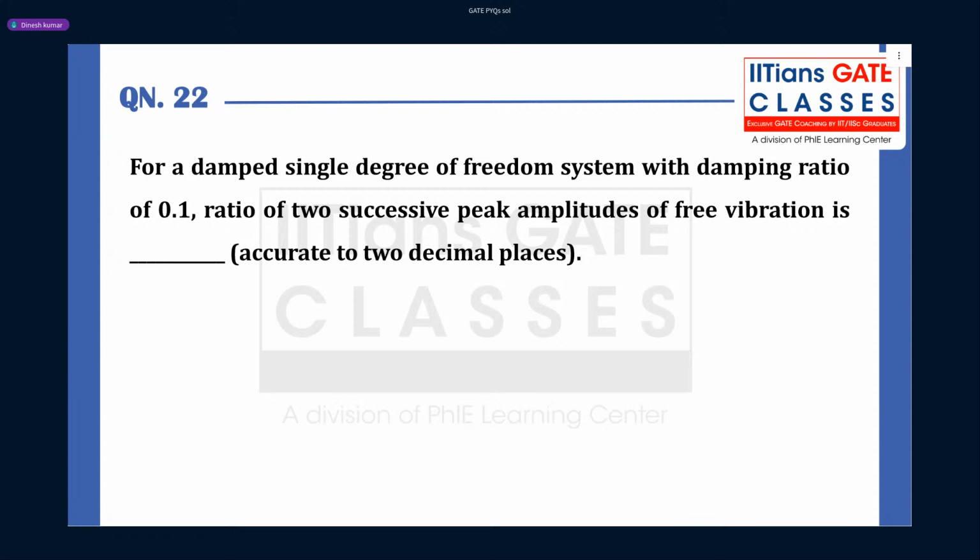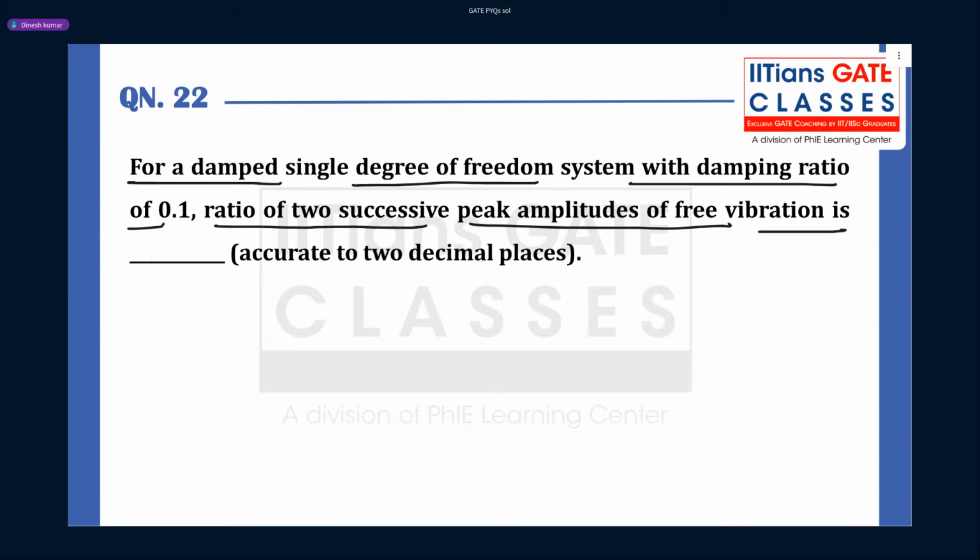What does it say? For a damped single degree of freedom system with damping ratio of 0.1, the ratio of two successive peak amplitudes of free vibration is.